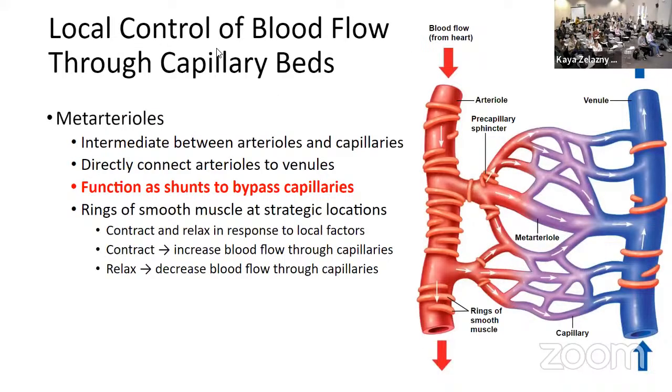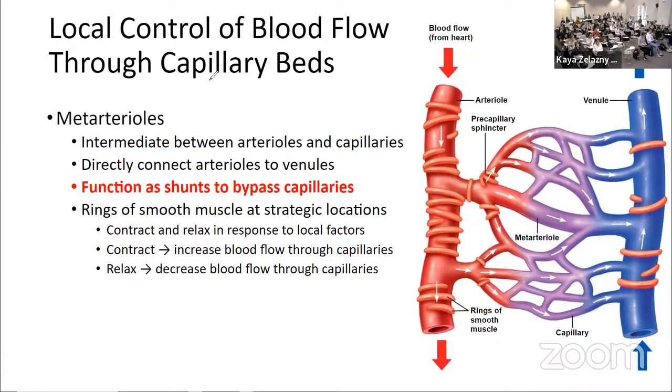So here we have a picture that has a structure called a meta-arteriole in it. What we're looking at here is our arteriole, the part of the microcirculation that has blood coming from the heart. So here's our arteriole. Going back to the heart, we have our venule. The capillary bed is this network in between.